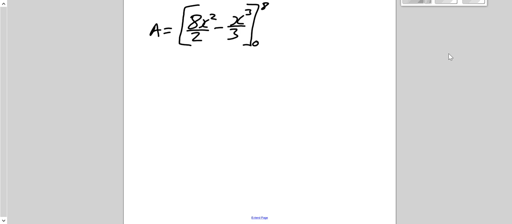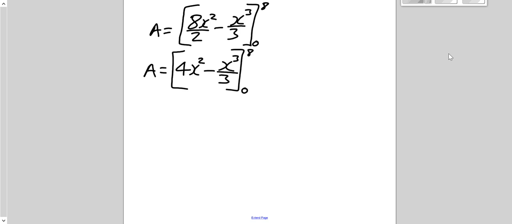We've shifted our limits to the right hand side. It doesn't really matter, you can keep them on the left if you want. So what we're going to do here is copy and paste the contents of the bracket, 8x squared over 2, take away x cubed over 3. But see that 8 over 2 term, 8 over 2 is 4, so we're going to simplify that. Yeah, I've just done that.